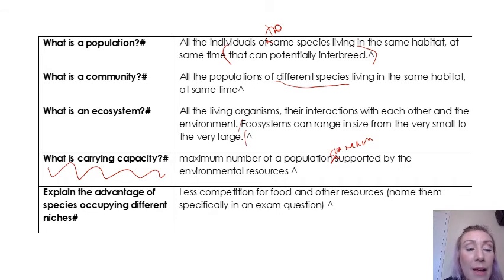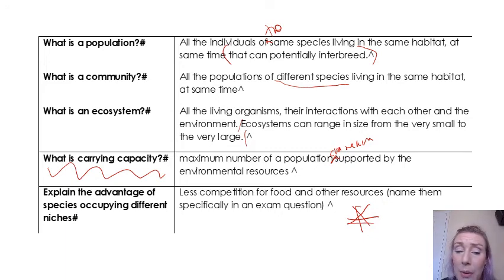And finally, explain the advantage of species occupying different niches. This is the other question the examiner asks. Other than giving you some data and saying use the data to explain or illustrate the key term niche, the other thing they do is flip it on its head and ask, what's the advantage that no two species ever occupy the exact same niche? And it's because as soon as they do, there's competition.